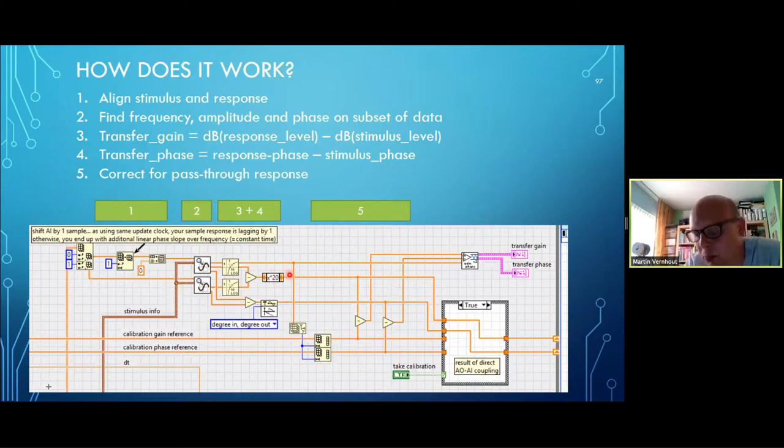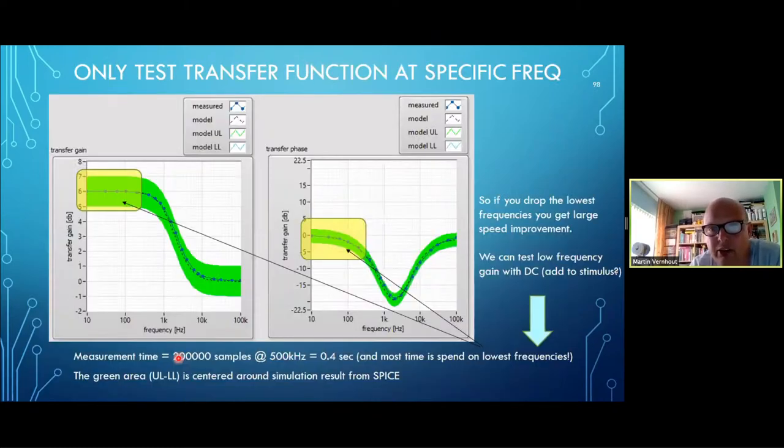Because normally Bode plots are expressed in logarithmic terms, so we can have a high dynamic range. We calculate the phase difference. Maybe we compensate for a calibration of a pass-through of output to input. And the result looks like this.